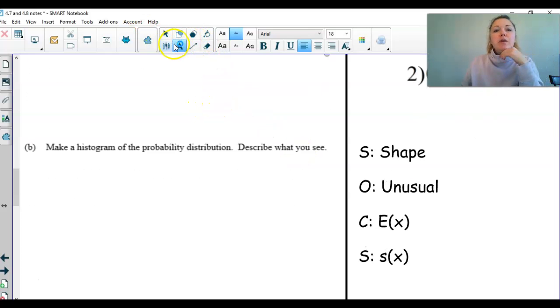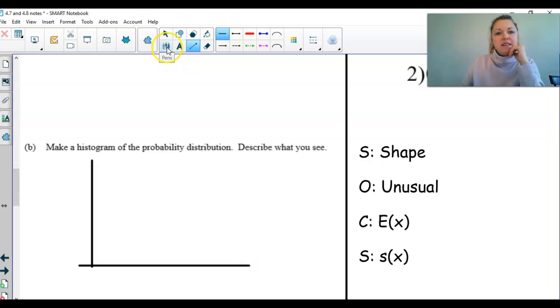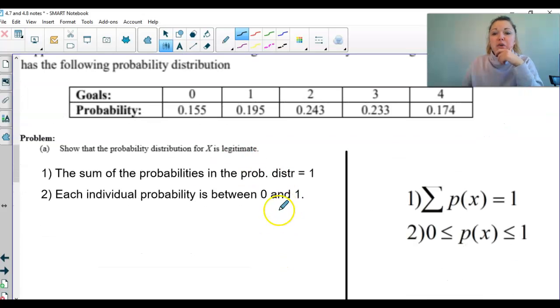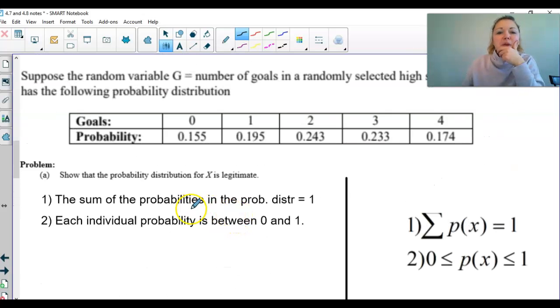Describe what you see. When you make a histogram of the probability distribution, you're going to have your y-axis and your x-axis. On the y-axis, you are going to put the probabilities. So I'm going to put the probability of G. And then on the x-axis, we're going to put what that random variable is, and that is goals, G. Okay. When we're looking at it, we can go 0, 1, 2, 3, 4, trying to have them equally spaced apart.